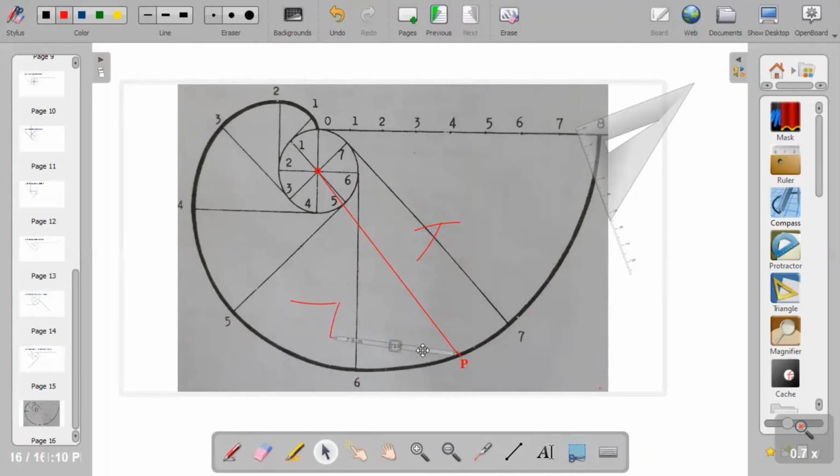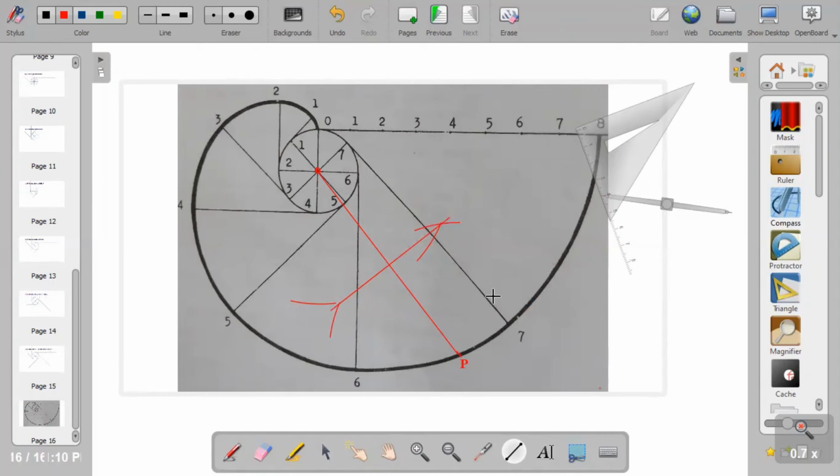So I think I can join the point of intersection together with a line. So I'll join the points of intersection together with a line. The bisector is this line, the line that goes through the intersecting arcs.